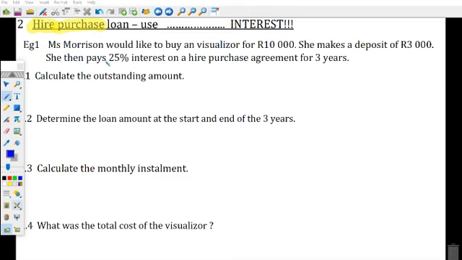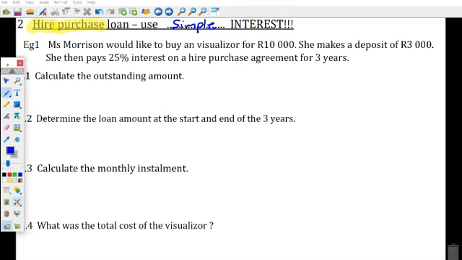A hire purchase loan agreement uses simple interest. It's very important that you know that, because compound interest, which we're going to look at tomorrow, is different to simple interest. If you apply hire purchase to that, you're going to go wrong. Just make sure you know which formula you're using.